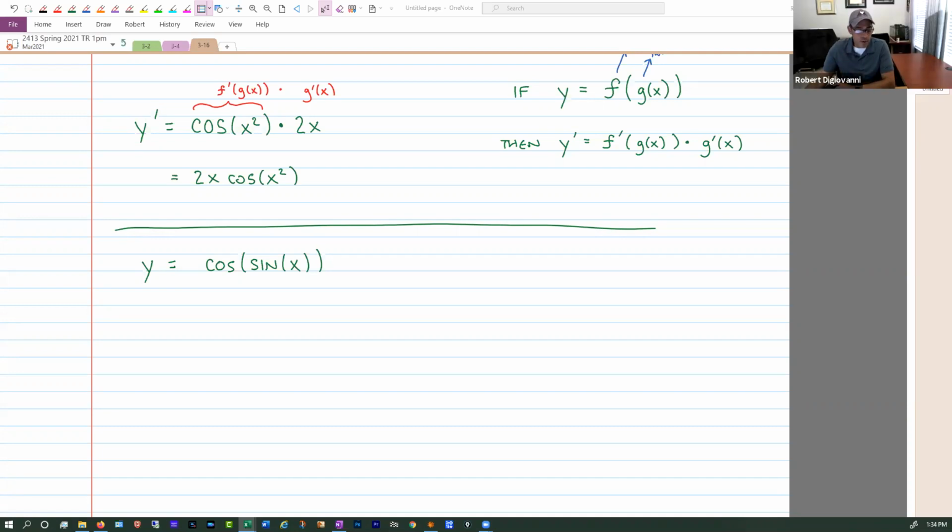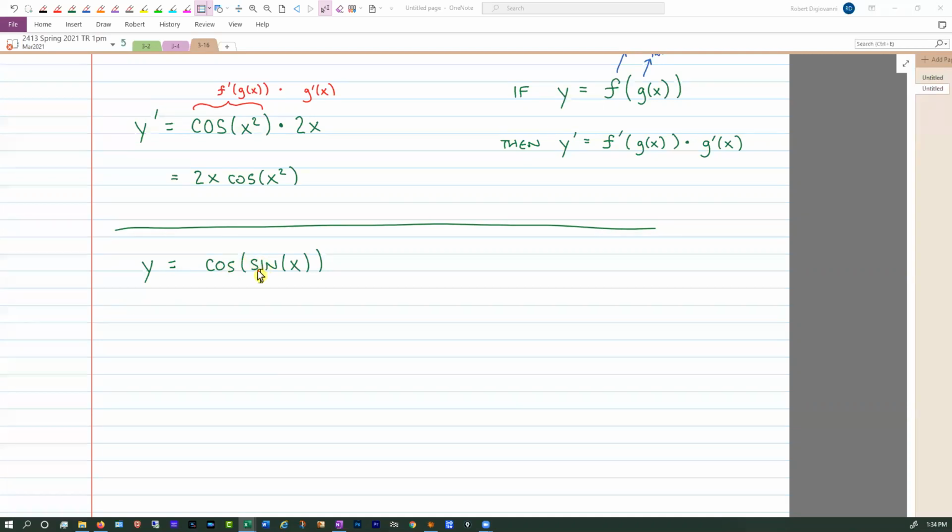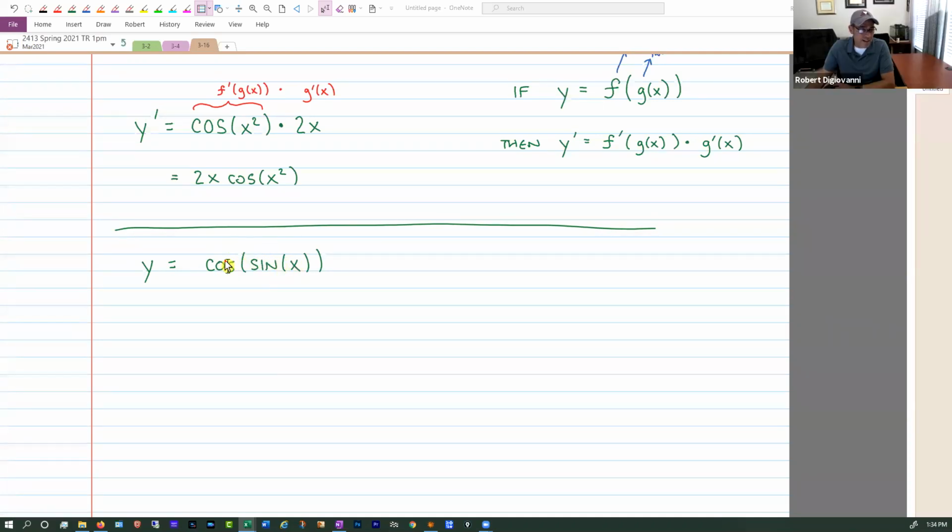And everyone needs to be aware that we are not saying here cosine times sine. That's not what this means. Sine in the cosine? Yeah, this sine function is inside the cosine function, isn't it? So you have composition here, Matthew.